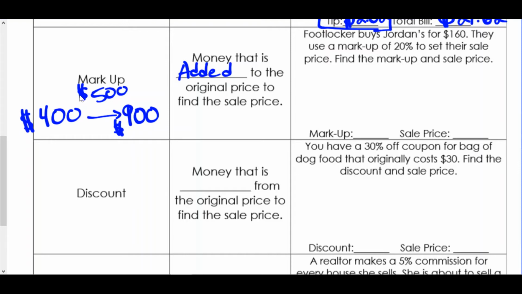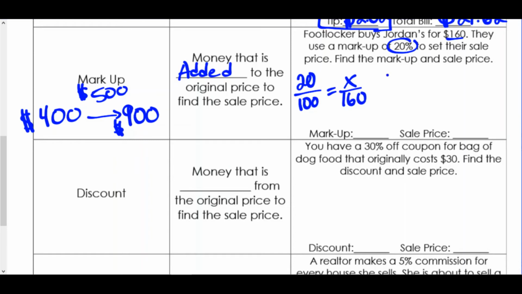So it's the amount that an actual company increases the price that they're getting them for to make a profit. So Foot Locker buys Jordans for $160. They mark them up 20% to set their sale price. Find the markup and the sale price. So again, we know the percent will go over 100, 20 over 100, and we need to find the markup. We don't know that yet, but we know that the original price here is 160.